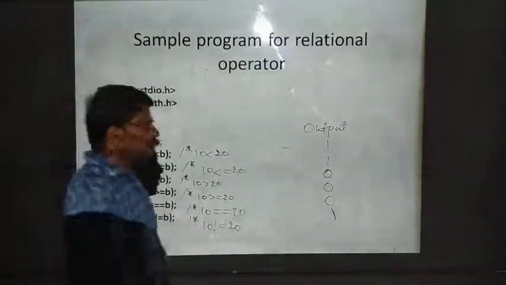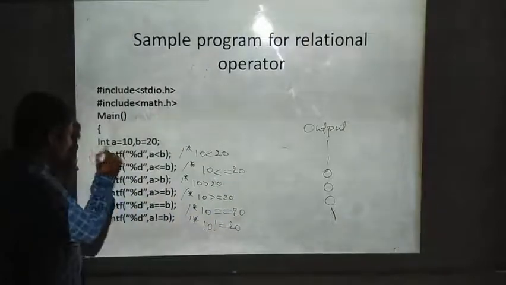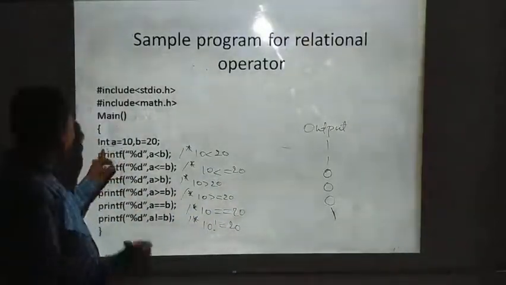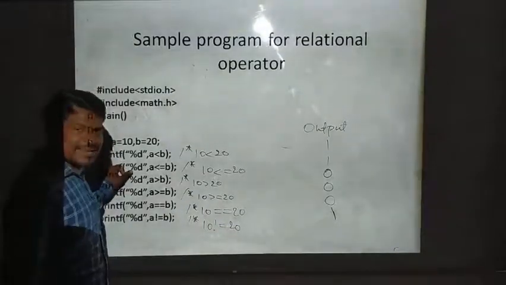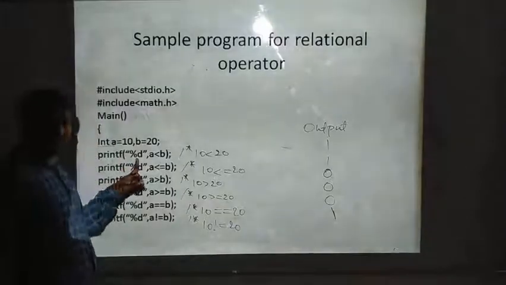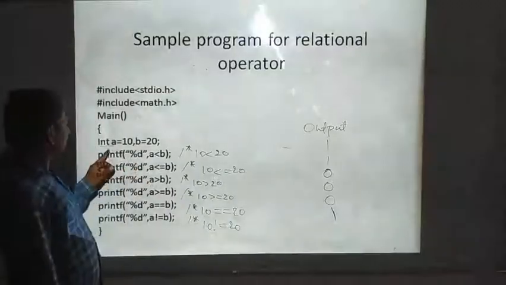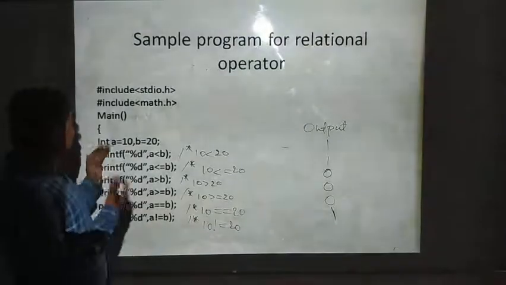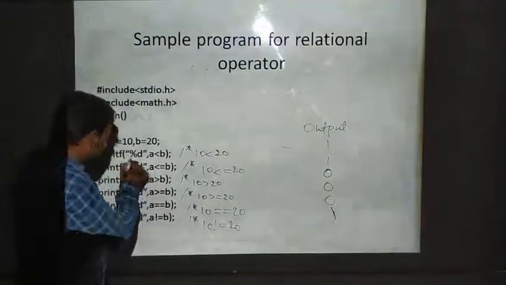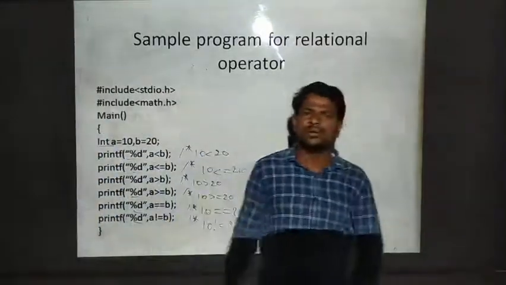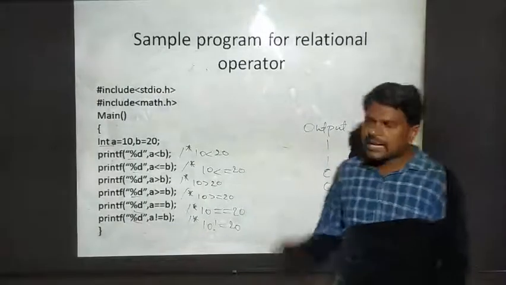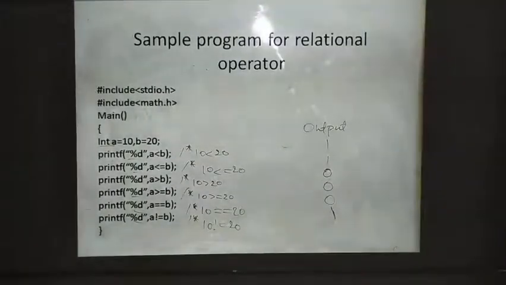The one thing you have to remember is that for these two examples, I have taken only integer data types. If we take a float data type, we have to give percentage f here. If you are taking any other data type, we have to give the format specifier for that particular data type. This is about arithmetic operators and relational operators in C programming.